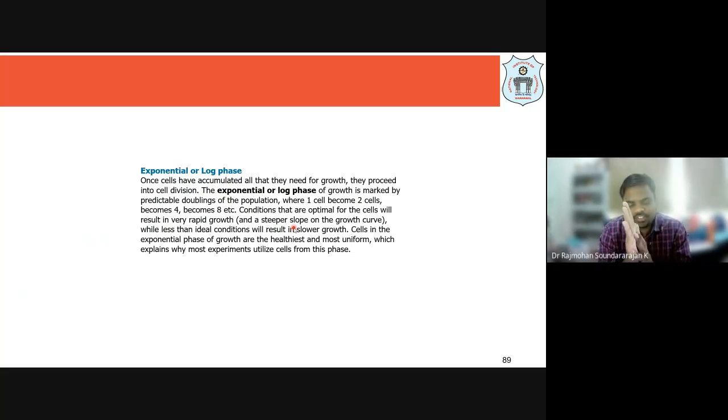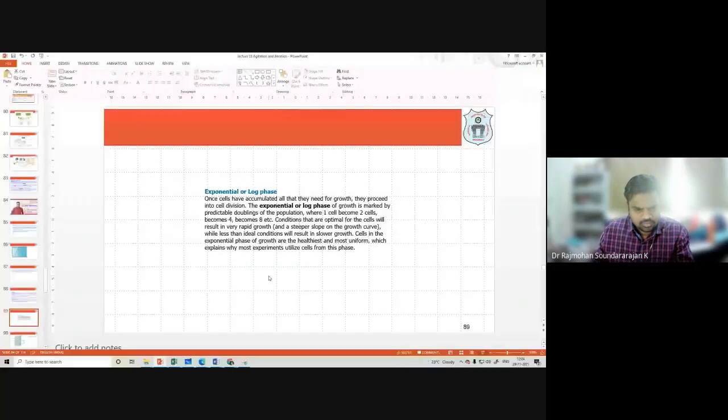If conditions are very favoring the reproduction, but we are going to have a little less slope if the conditions are not favorable.